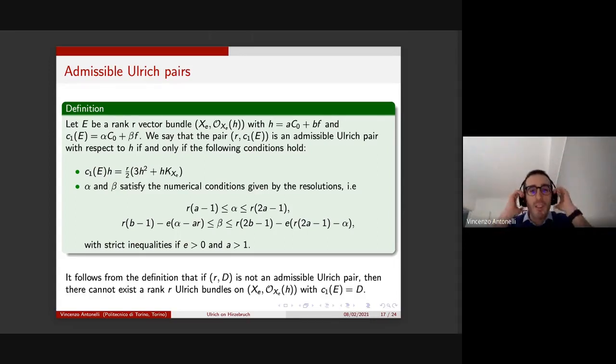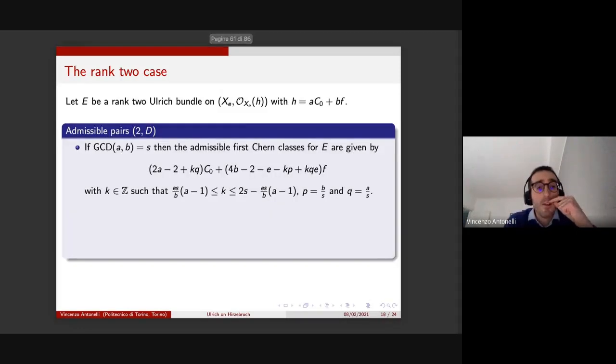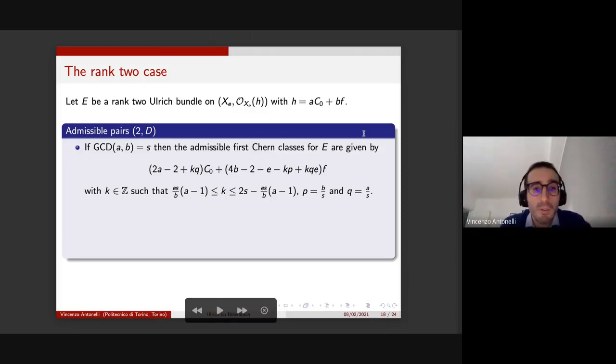Okay, so now we have this definition. Let's try to apply it to some concrete cases. Let's try with the first easy case, the rank 2 case. So when we consider a rank 2 Ulrich bundle on a Hirzebruch surface, then the admissible Ulrich pairs, in this case I'll say admissible first Chern classes because I'm fixing the rank to be 2, are given by these divisors. So we have this description.